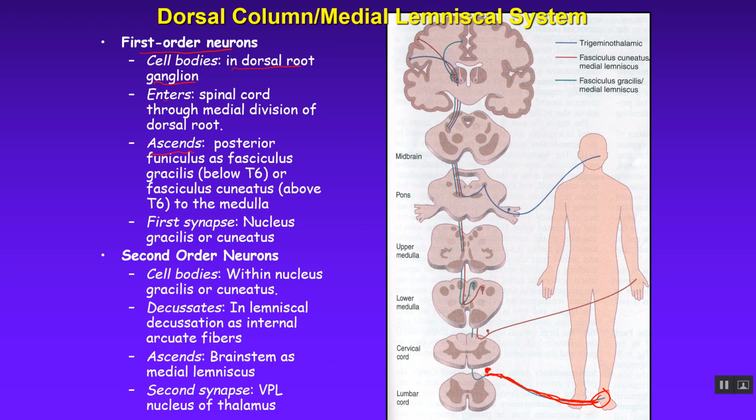If it comes in below T6, it's coming from the lower body. It goes in and it goes up the dorsal column called the fasciculus gracilis. Remember we said gracilis muscles in the lower body, so that's how I remember that. If it comes in above T6, it joins in the dorsal columns a little more laterally because it layers onto it as part of the fasciculus cuneatus.